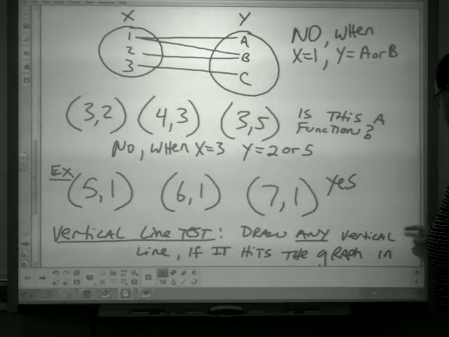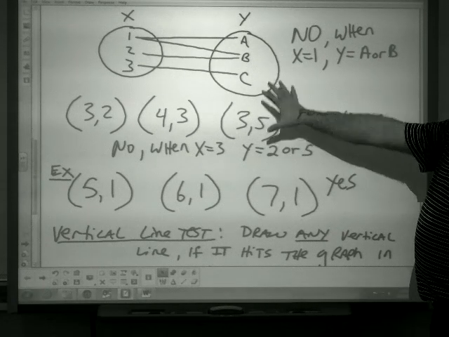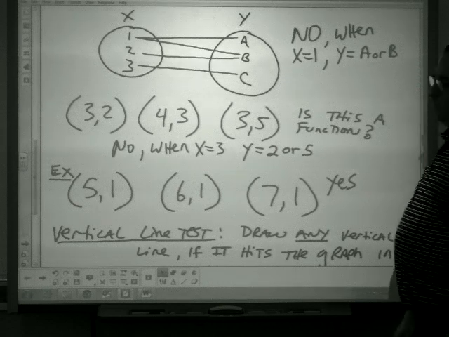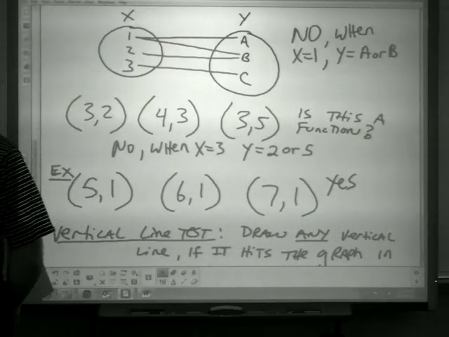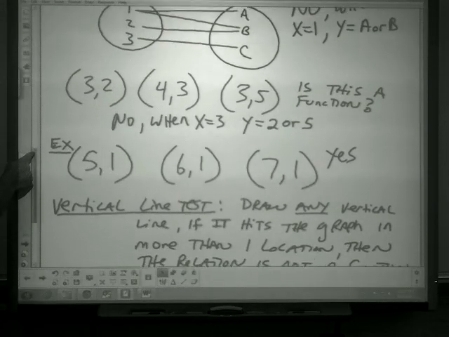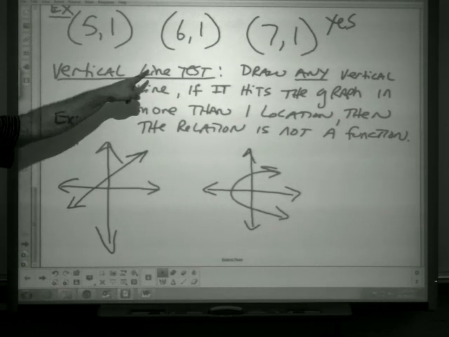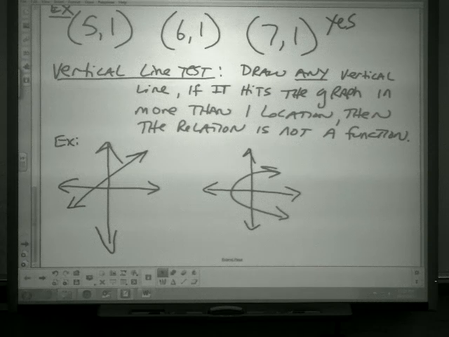So, I could look at it in terms of sets. I could look at it in terms of points. And if we have a graph, I can look at it graphically. Graphically, we do what we call the vertical line test. This is the test to see if it's a function.